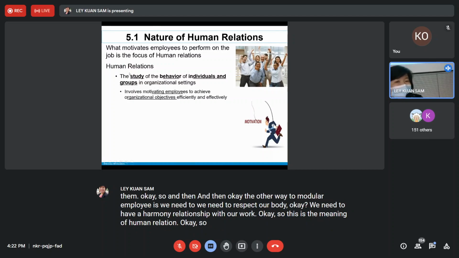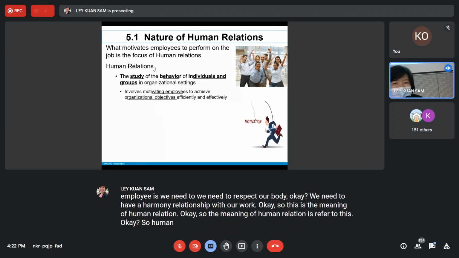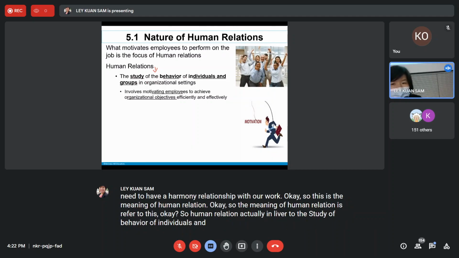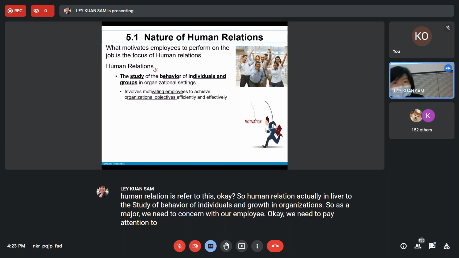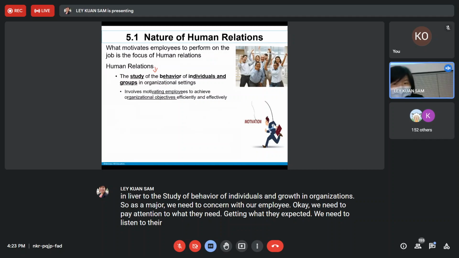So this is the meaning of human relations. Human relations refers to the study of behavior of individuals and groups in an organizational setting. As a manager, we need to be concerned with our employees. We need to pay attention to what they need and what they expect. We need to listen to them.